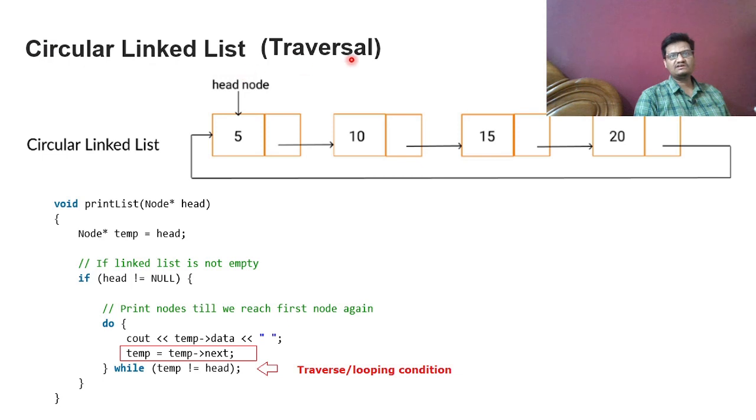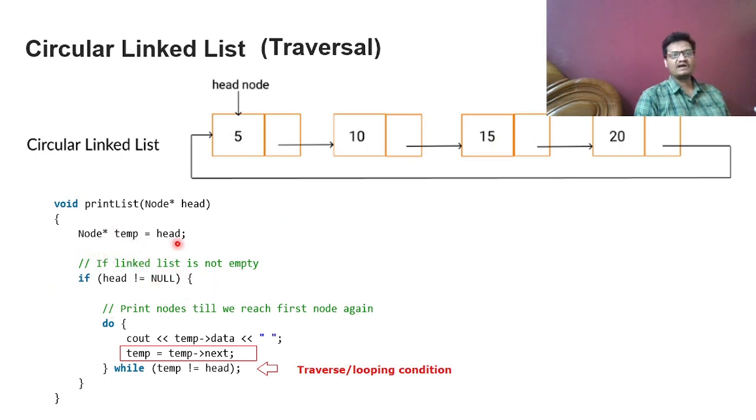Circular linked list traversal. As you can see, this one is the circular linked list. There are 4 nodes, 5, 10, 15 and 20 are the data parts. We are going to traverse from the first node to the last node and we need to collect the data from each node. So that is our purpose. To do that, we have a logic like this.